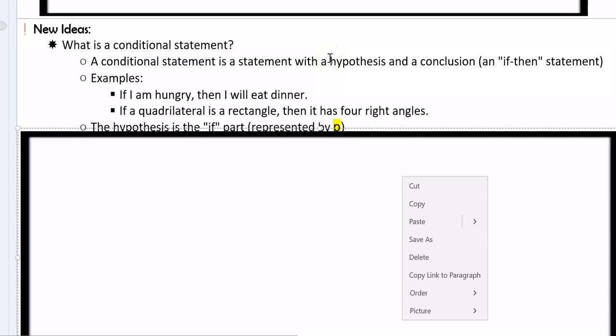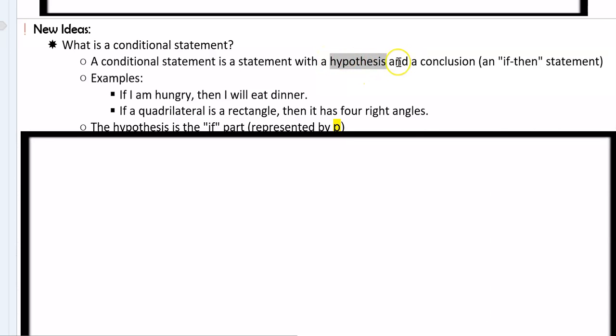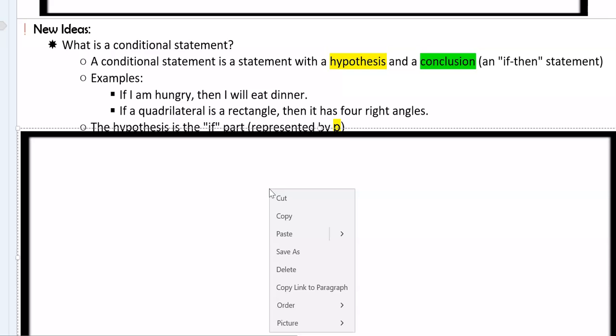So the two key parts of a conditional statement are the hypothesis and the conclusion. The hypothesis is the if part. This might be a little bit different from what you are familiar with the term hypothesis in science, where hypothesis is kind of a guess. In our case, the hypothesis is the antecedent. It's what's happening first. So we often represent the hypothesis with the letter P. You'll also notice I highlighted it yellow, so we can use that to help us identify the hypothesis throughout this lesson.